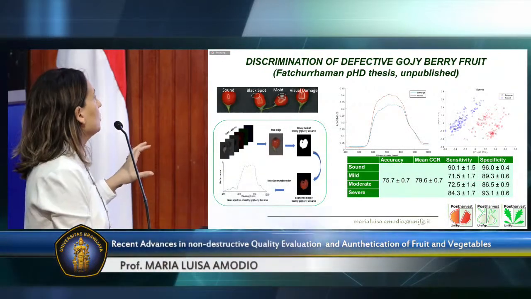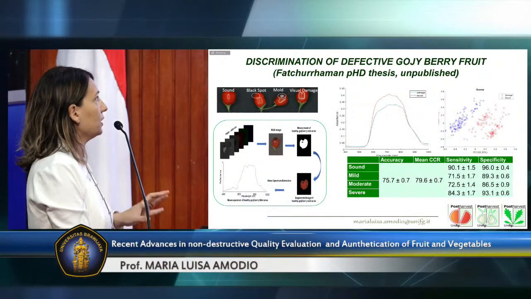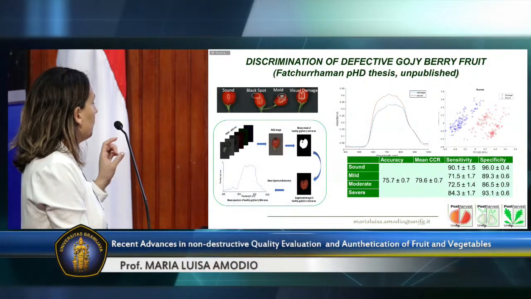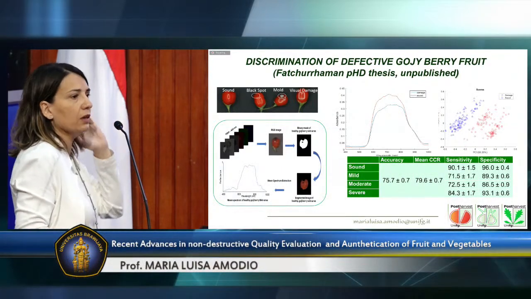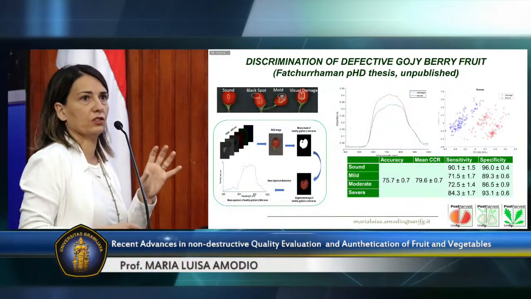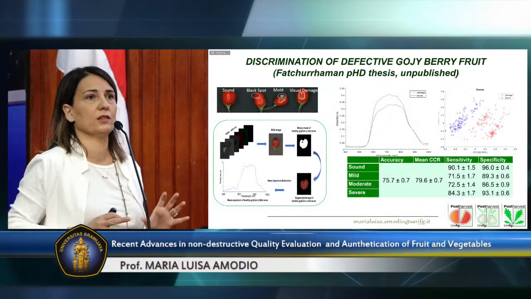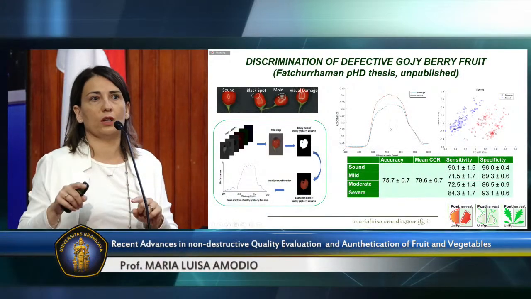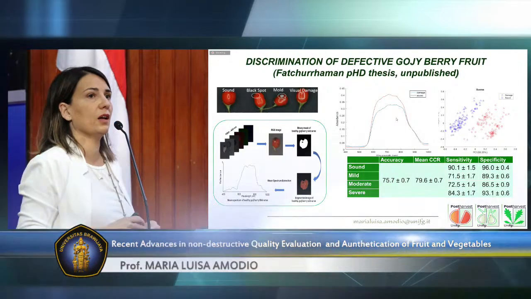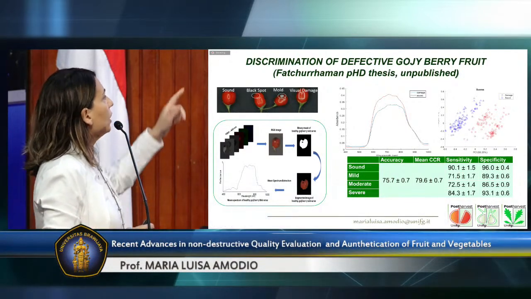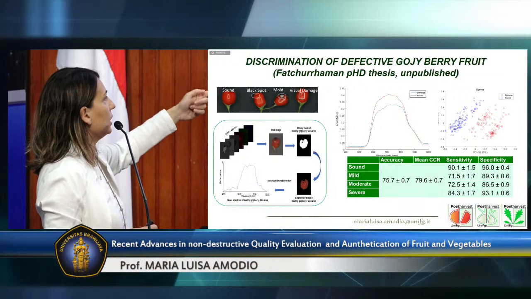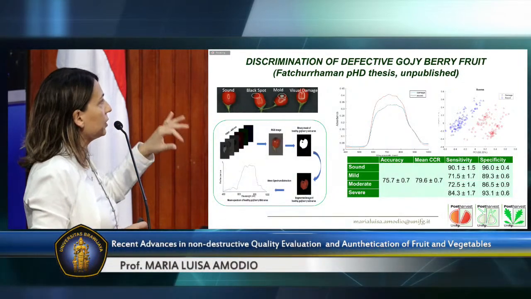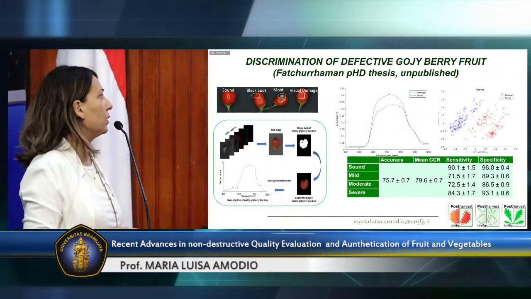In this study, we were able to discriminate sound and defective fruits very well, just using the spectra of the sound tissue closer to the defects. While when we tried to discriminate 4 classes, sound, mild, moderate, and severe defects, the discrimination was, of course, a little bit lower.